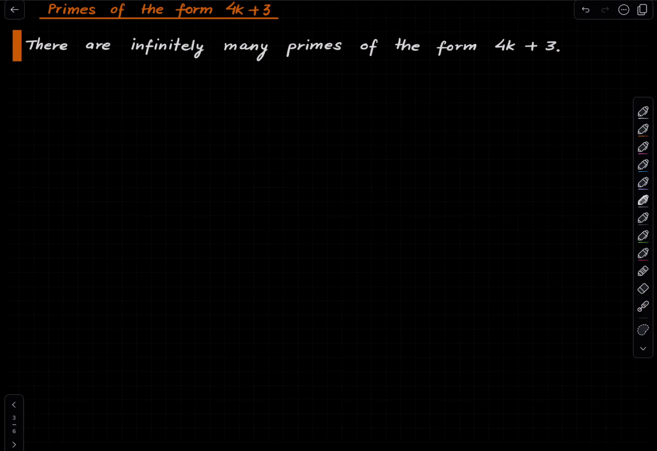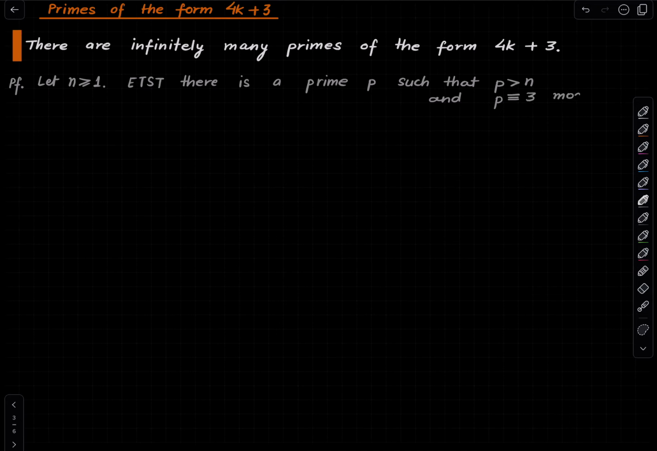Here is a proof. There should be infinitely many proofs of this. So recall what we did to prove that there are infinitely many primes. So we fix an integer n, let n be some natural number. It is enough to show that there is a prime P such that P is greater than n and P leaves a remainder of 3 modulo 4. Right, this is essentially restating the proposition.